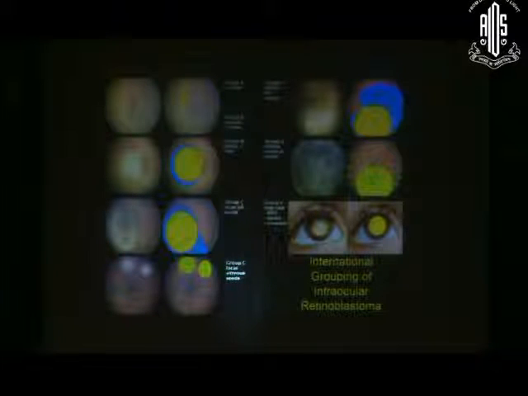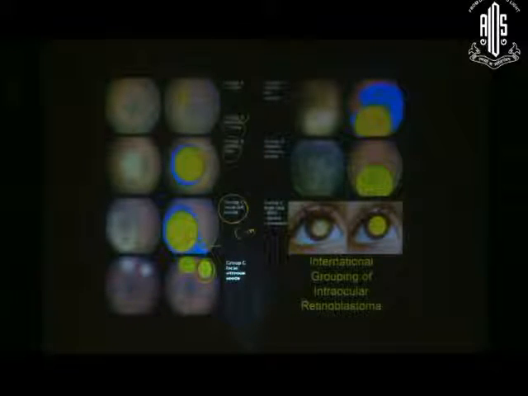Group A is a tumor less than 3 mm. Group B is tumor at the macula more than 3 mm or with subretinal fluid. As the tumor enlarges, if it is exophytic, it will have subretinal seeds like this with SRF, that is group C. C is for confined subretinal seeds or confined or focal vitreous seeds. Vitreous seeds develop in endophytic retinoblastoma. As the disease progresses, these seeds become diffuse.